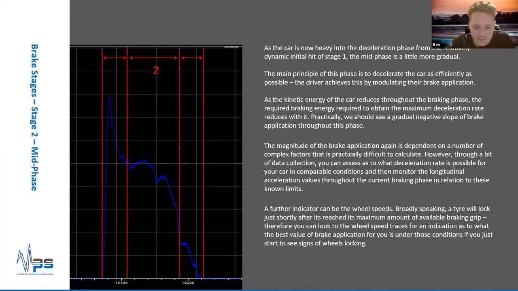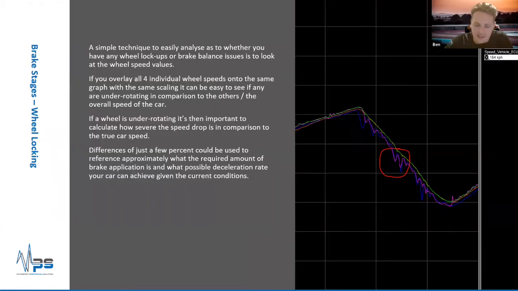So if you've seen higher peaks before and you're not up to this, you can come up with a number for yourself as a bit of a target. The other way of doing this is if you've got individual wheel speed sensors, which I'll cover on the next slide.